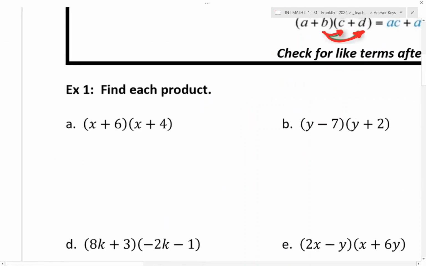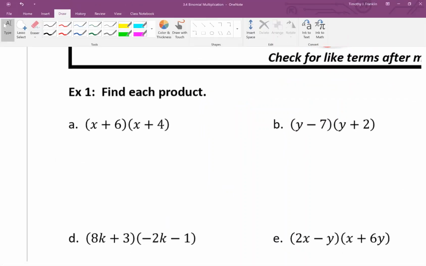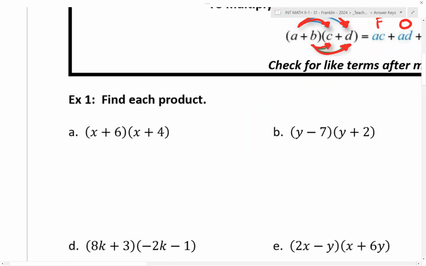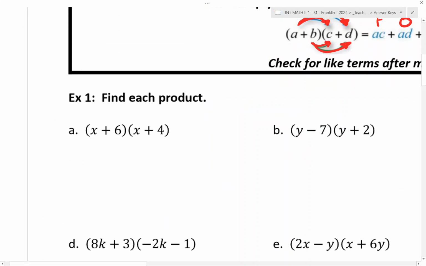So let's actually see how this works. So for example A, we have x plus 6 times x plus 4. So first we do x times x, that's x squared. X times 4 is a positive, so plus 4x. 6 times x is a 6x. And 6 times 4 is 24.